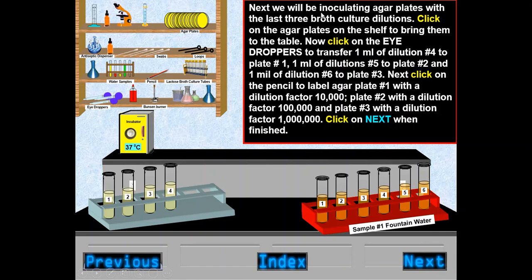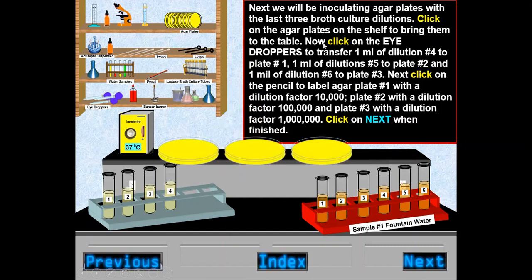So next, we will be inoculating agar plates with the last 3 broth culture dilutions. Click on the agar plates on the shelf to bring them to the table. Now click on the eyedroppers to transfer 1 milliliter of dilution number 4 to plate number 1, 1 milliliter of dilution 5 to plate number 2, and 1 milliliter of dilution 6 to plate number 3.